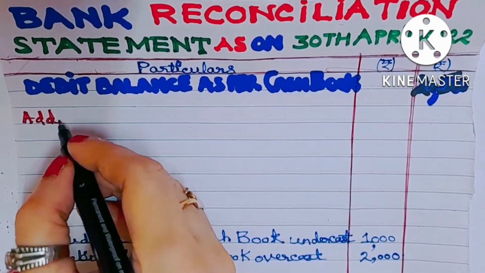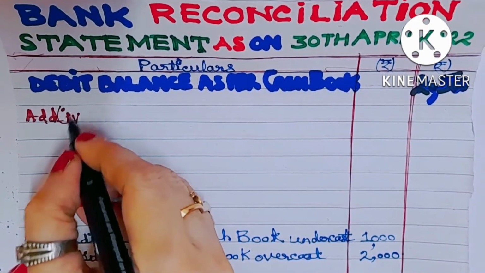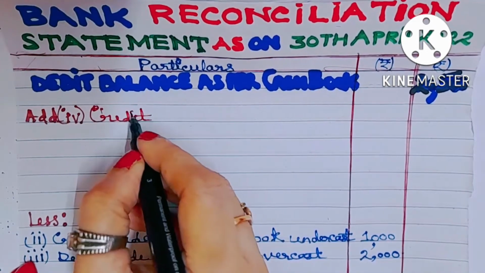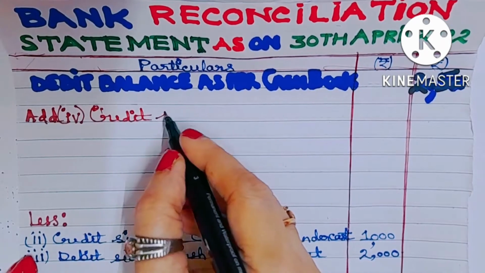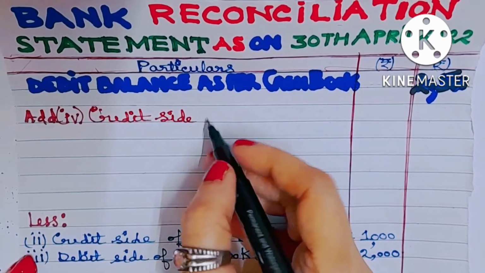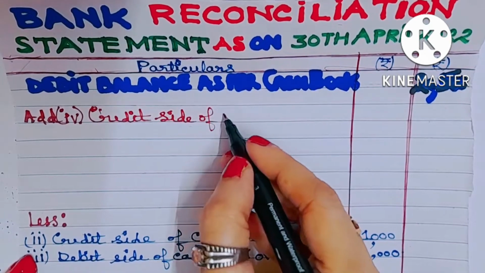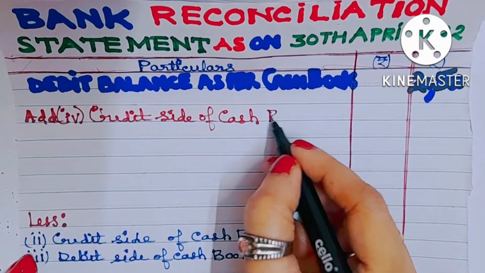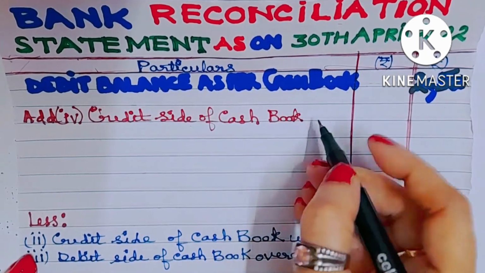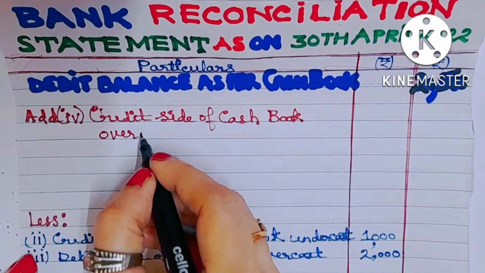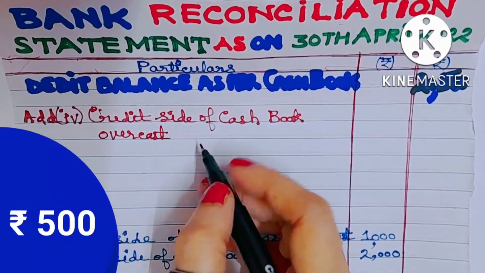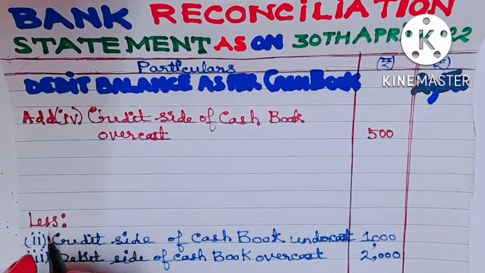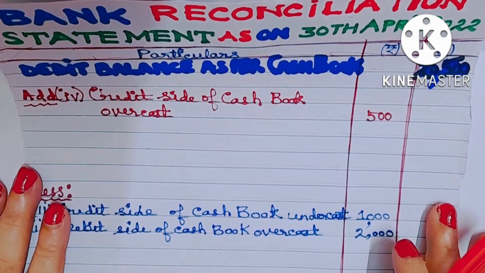Number 4 transaction: credit side of cash book overcast by how much? 500. We'll write 500 in the inner column or first column. Understood? Now let's see the last transaction.